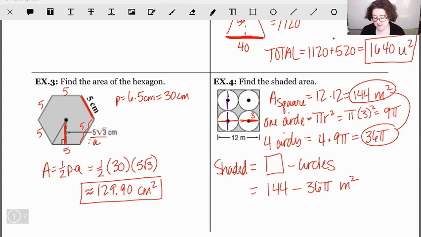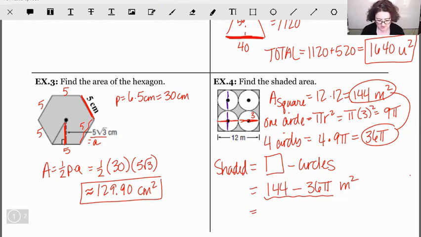However, if the problem said leave your answer rounded to the nearest hundredth, then I would take this whole expression, 144 minus 36 pi, and plug it straight into my calculator. So if you're doing this on Desmos, again, there's a little pi button that you could use. If you're using a TI graphing calculator, look for that little up arrow, the caret button right above the division sign. Right above that is pi, and that's an exact value of pi. And I would always suggest using that value when you're doing your calculations.